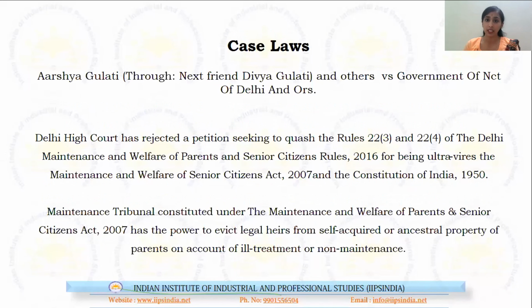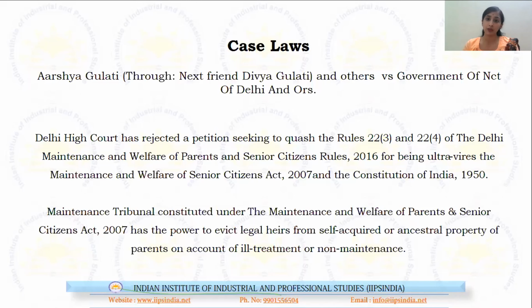Next, we have Arshaya Gulati through her next friend Divya Gulati and others versus Government of NCT, Delhi and others. In this, the petition seeking to quash Rule 22 subclause 3 and 22 subclause 4 of the Delhi Maintenance and Welfare of Parents and Senior Citizens Rules 2016 was challenged. It stated that they are ultra vires the Act and also against the provisions of the Constitution of India. But the High Court held that both the rules are consistent with the law and are not unconstitutional. In this case, the tribunal asked the person to vacate or evict the house which was given by her father to her.